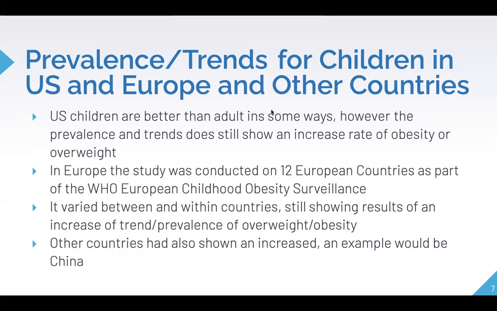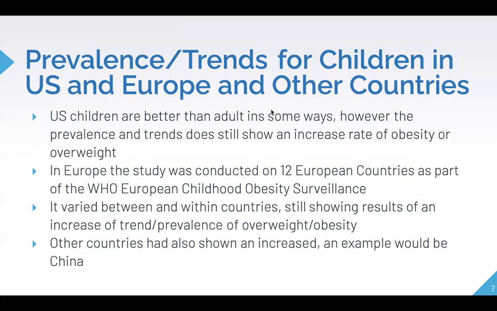Then this slide will be about children, and it is better than adults in some way. However, the rate of obesity still shows an increase. Like the prevalence of class 2 obesity has risen from 3.8 to 5.9 of BMI less or equal to 120 of the 95th percentile. And in the Europe, obesity prevalence varies between and within countries.